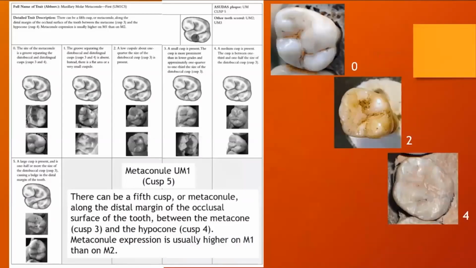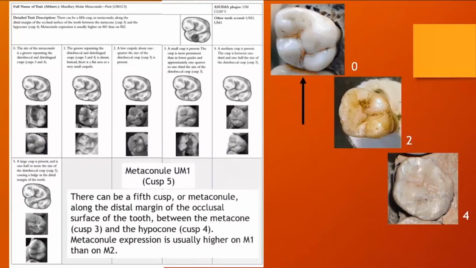Now let's take a look at the metaconule. It's also called cusp 5. Here we're going to look in between the metacone and the hypocone, in the groove that's there, and see if there's any cusp. That fifth cusp is not always present in the maxilla, or even mostly present in the maxilla. So we're looking right here in this groove.